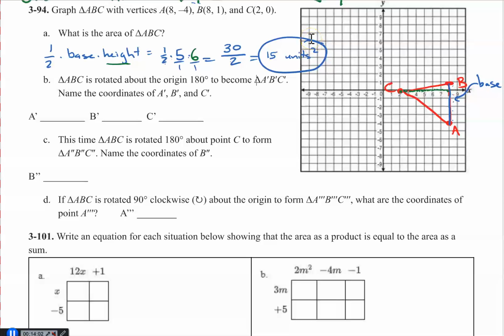All right, let's rotate this 180 degrees. It doesn't give a direction because it doesn't really matter. And around the origin, so use your trace paper, draw the plus sign at the origin, and C prime is here. B prime rotates over here. And then A prime is going to be right there.